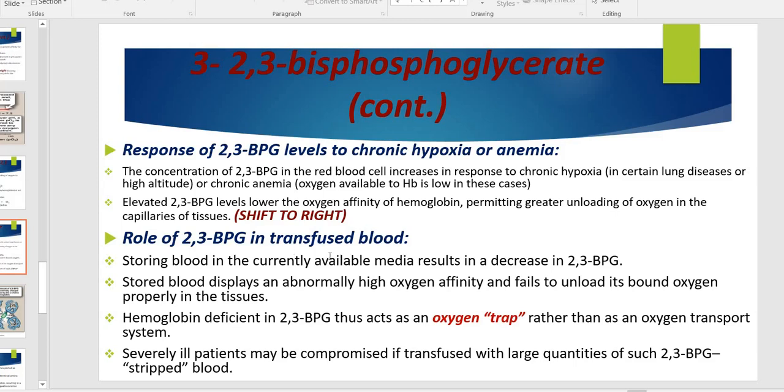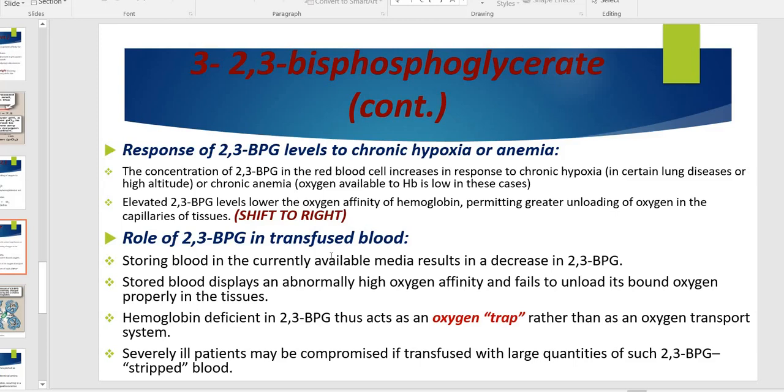In transfused blood, blood stored for a long time, there will be a decrease in the concentration of diphosphoglycerate. So there is an oxygen trap. That means that hemoglobin in the stored blood has high affinity to bind with oxygen. Why? Because there is a low concentration of diphosphoglycerate, shifting to the left, high affinity of hemoglobin to bind with oxygen, so the transfused blood won't release enough oxygen to the tissue.